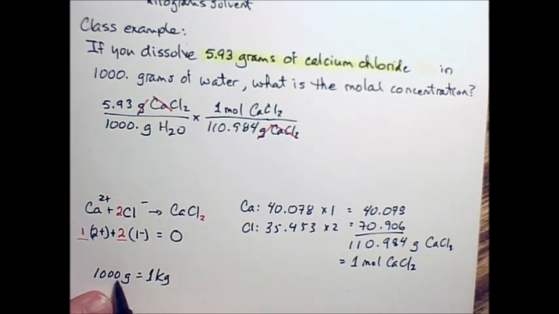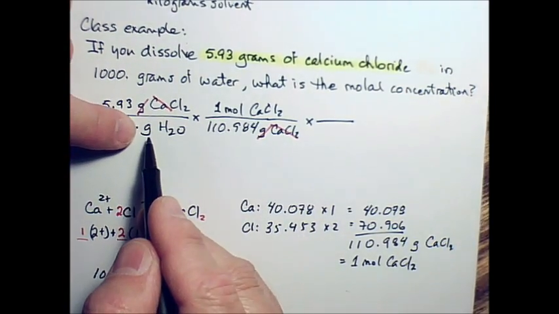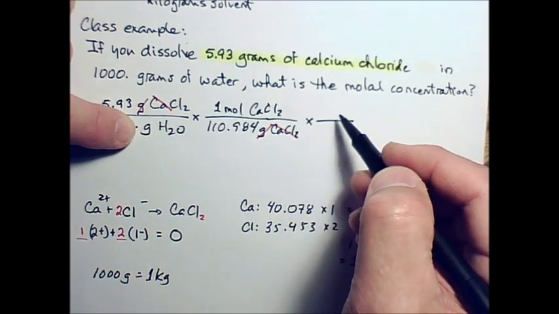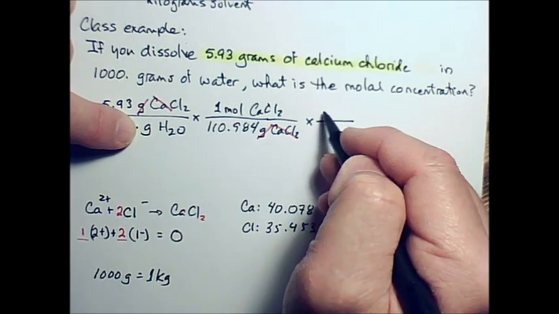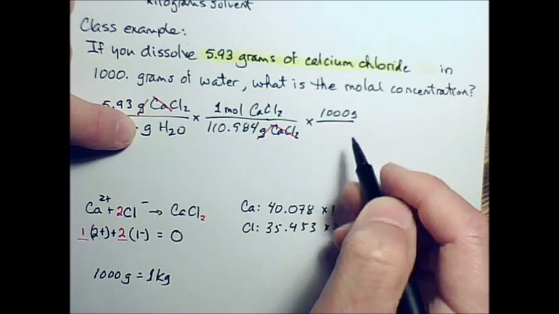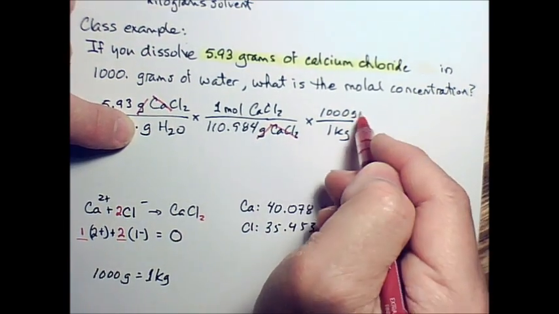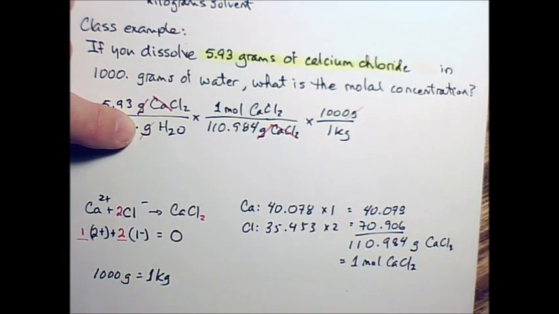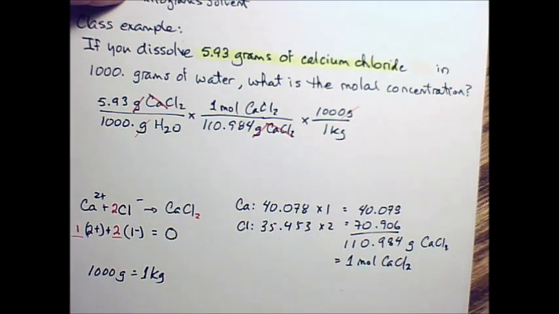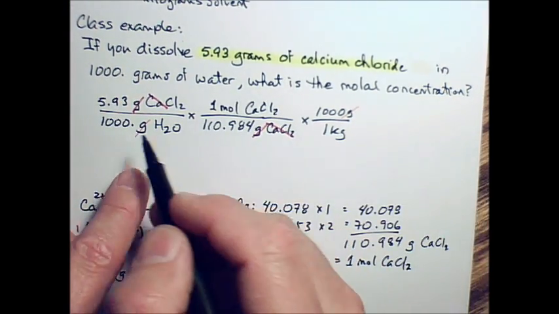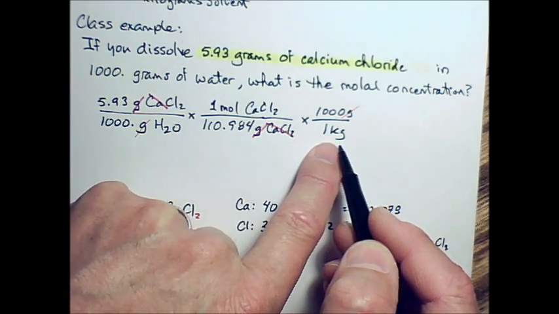Okay? Then using this equality statement, we're going to put the side of the equality statement that matches these units right here on the top. This is on the bottom. We want this one on the top. 1,000 grams on the top, 1 kilogram on the bottom. And through dimensional analysis, we cancel the grams. And we're ready to do the math. We now have the solvent amount in kilograms.